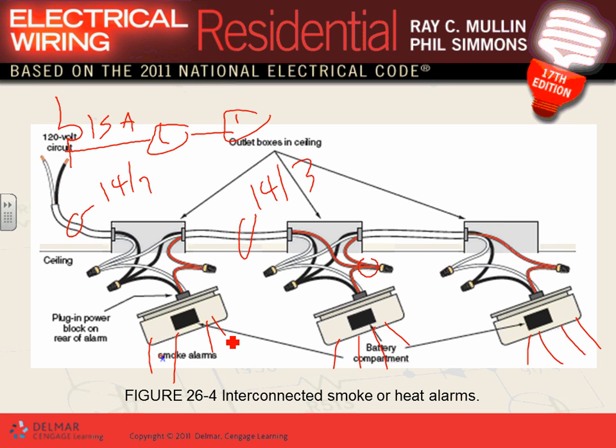Now that interconnection, for an existing building, that wire might not exist. So what do you do? You have wireless technology, so they can talk wirelessly to each other.